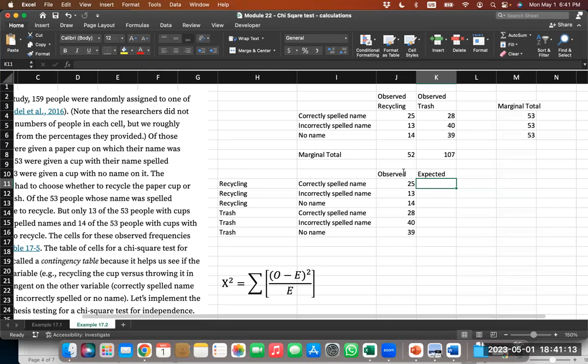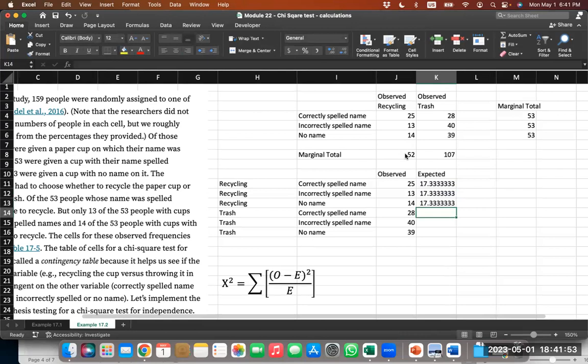So it was 52 in the recycling group. If you assume that your independent variable has no effect on the dependent variable, there would need to be an equal and even distribution amongst all three levels of your independent variable. The way you would quantify this is by taking the total and dividing it by 3, because you have 3 groups. That's how you get an even distribution amongst these 3 groups. So that's 17.33.